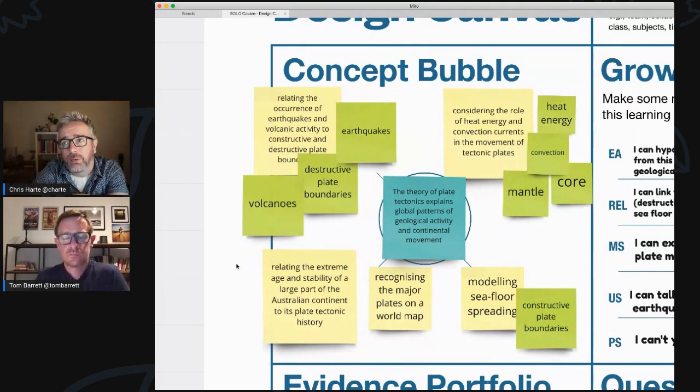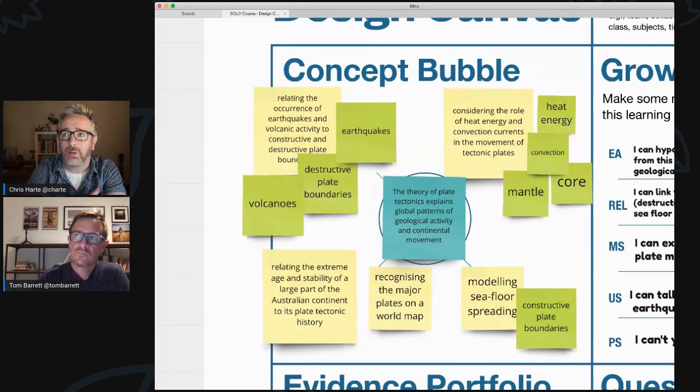Some of these come from the curriculum. Some of them I've added in. And then if you look at those green pieces, they're your multi-structural elements in there. So really getting this concept bubble out really quickly was super useful for me, because it actually helped me to do a few things.